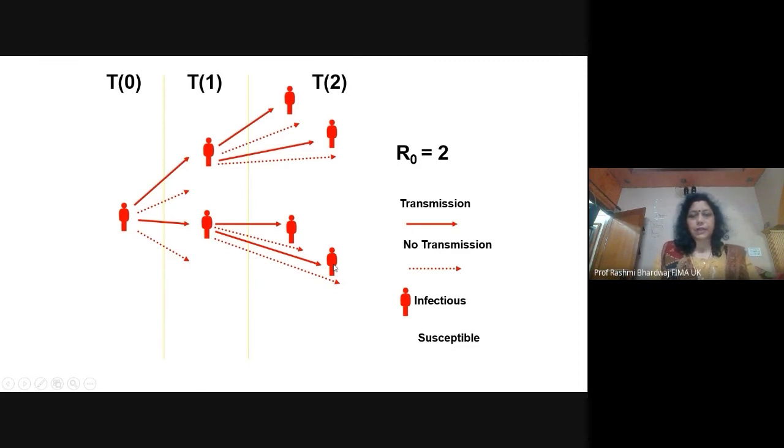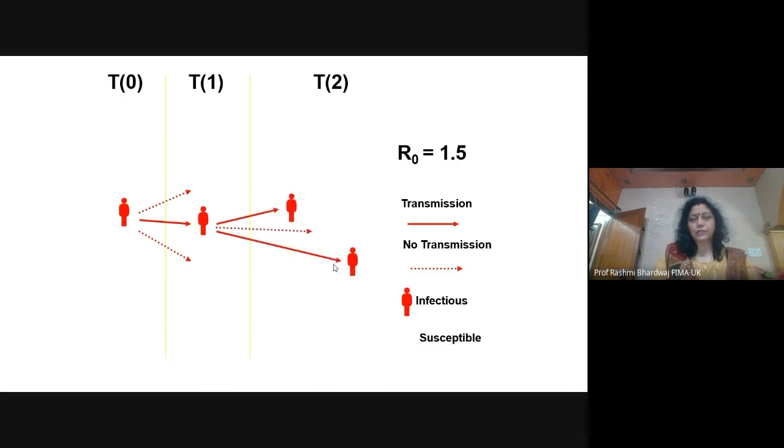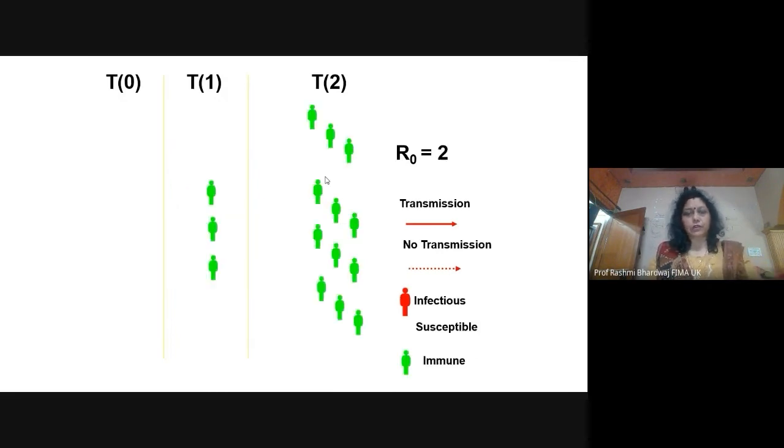But if R0 is 1.5, this means one person is going to infect, in the first stage, only one person. But that one person in the second iteration is going to infect 2. This means after two iterations, this one person is going to infect 3 persons. So in this case, it is spreading, but at lesser density as compared to R0 equal to 2.